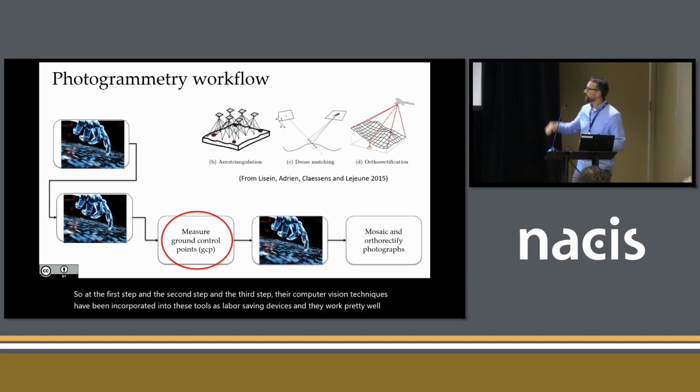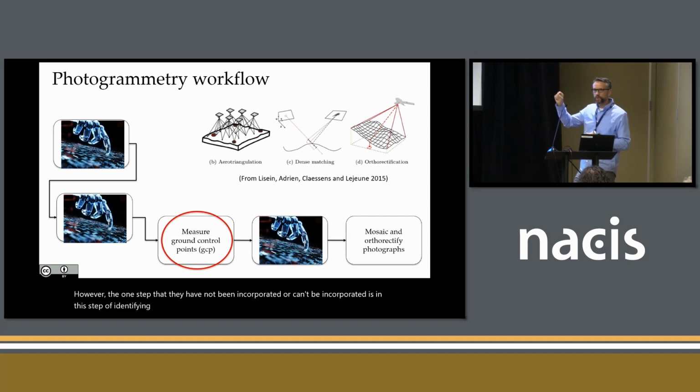However, the one step that they have not been incorporated into, or can't be incorporated into, is the step of identifying ground control points that relate the photos to a contemporary reference base map. This is the same challenge as with 2D georeferencing.